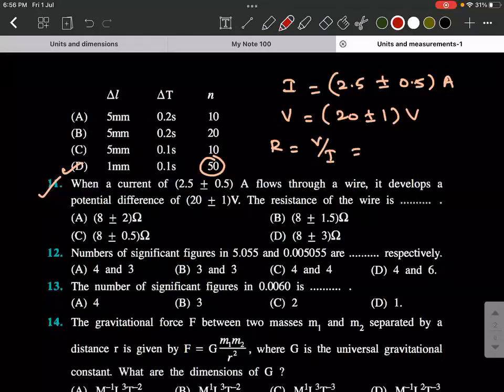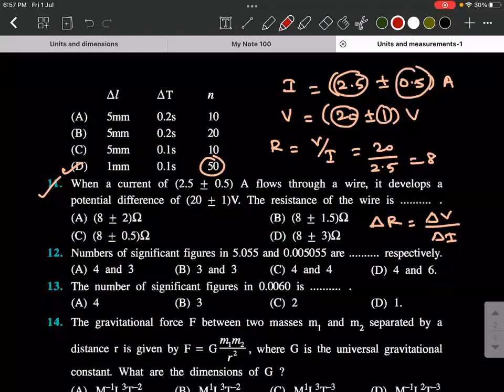So what I will do is R is equal to V by I, means this is the value of I, this is the value of V. So 20 divided by 2.5, which will give me an 8. Okay. What is delta R? Delta R is delta V divided by delta I. So delta V is 1, delta I is 0.5. So 1 divided by 0.5, which will give me a 2.